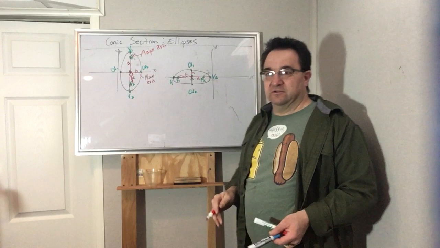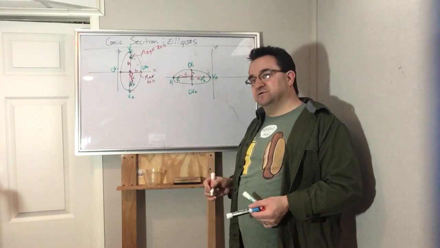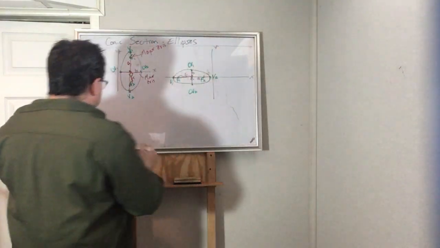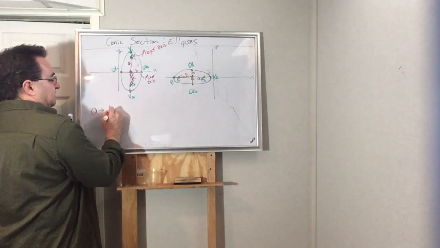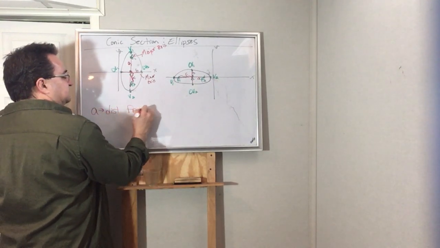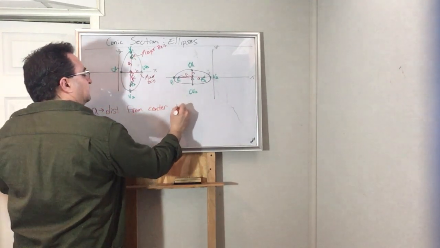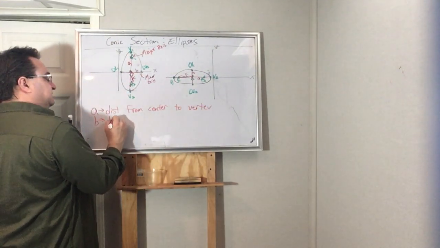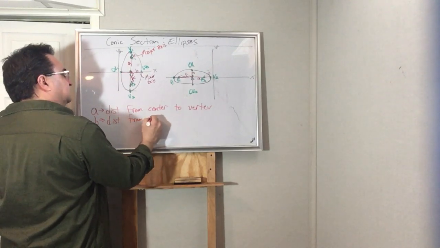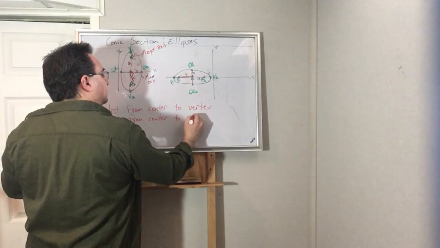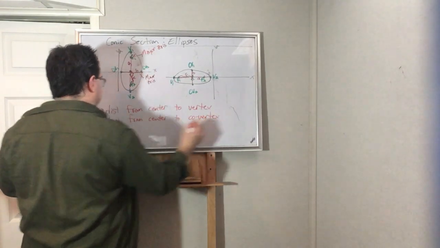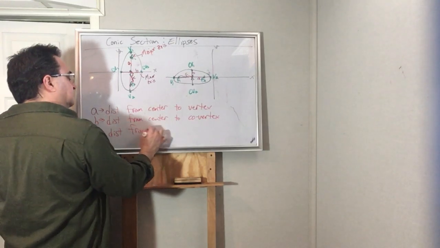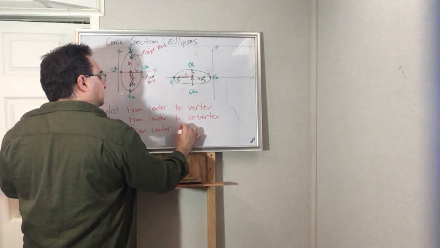So we got the green, which are the body parts, and then the red letters are letters that fit into the equation. So let me tell you what we're seeing here. A is the distance from the center to the vertex. B is the distance from the center to the co-vertex. And C is the distance from the center to the focus.